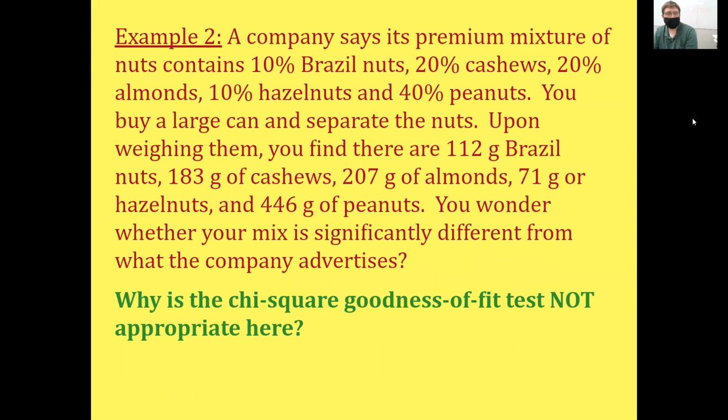All right, let's look at example 2. A company says its premium mixture of nuts contains 10% Brazil, 20% cashew, 20% almond, 10% hazelnuts, and 40% peanuts. So I buy a large can and separate the nuts. Upon weighing them, I find there are 112 grams of Brazil, 183 grams of cashews, 207 grams of almonds, 71 grams of hazelnuts, and 446 grams of peanuts. I wonder whether your mix is significantly different from what the company advertises. Why is the chi-squared goodness of fit test not appropriate here? Go to the very top of your notes. What's the first blank you guys filled in?